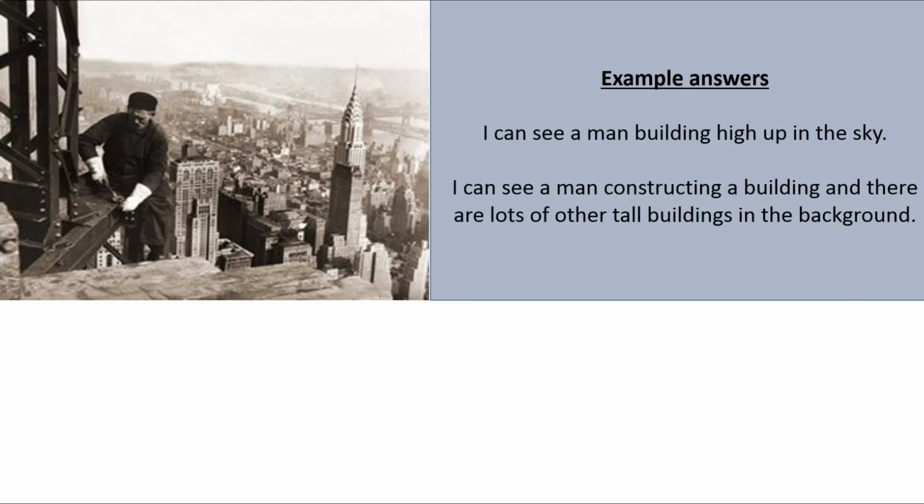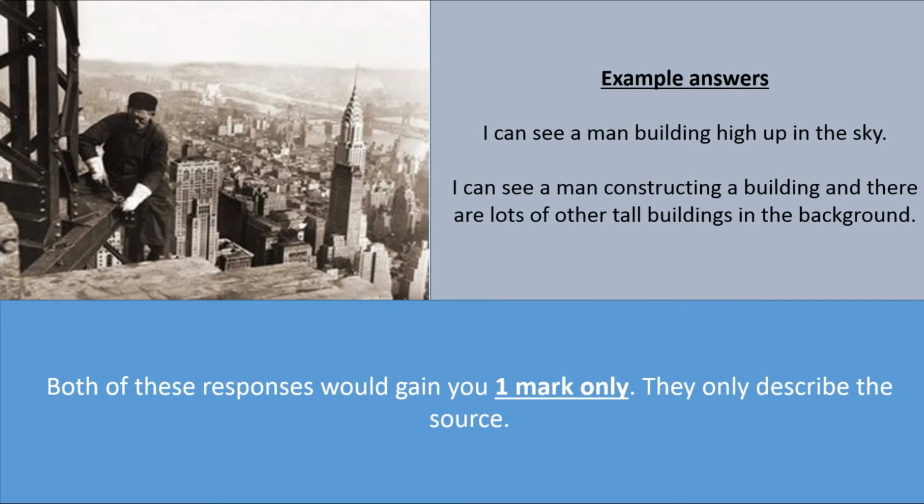As some examples, I can see a man building high up in the sky, or I can see a man constructing a building, and there are lots of other tall buildings in the background. Both of those responses would gain you a mark, 1 mark only. They're only describing the source. And that person has not tried to figure anything out, they've just written what they can see in front of them.